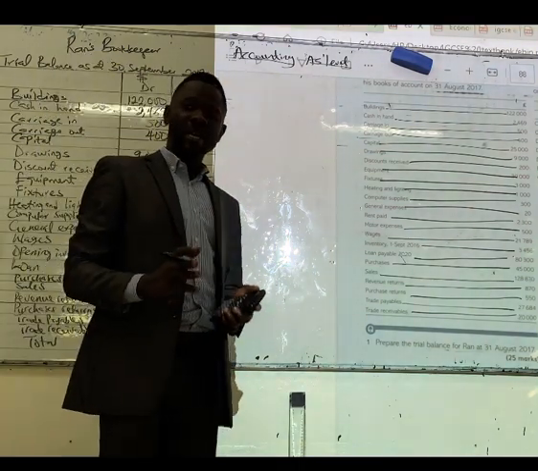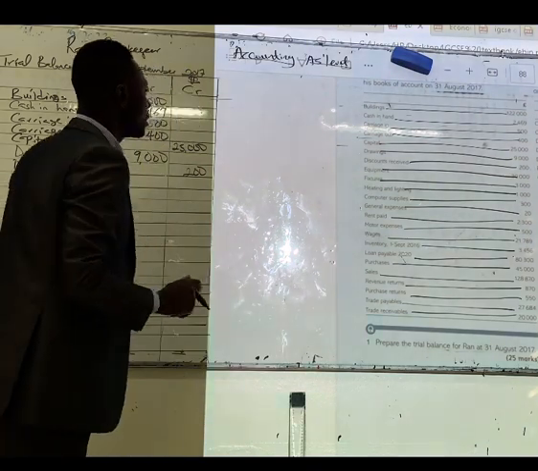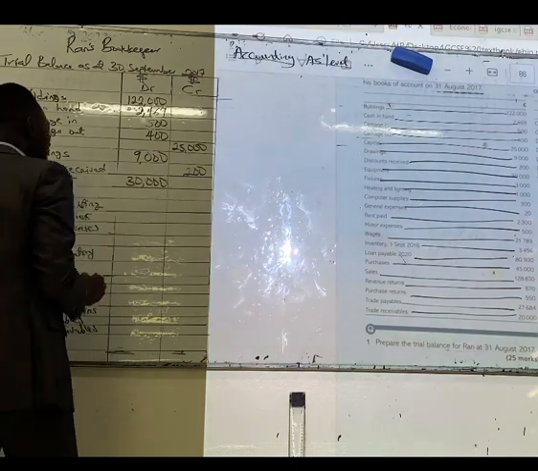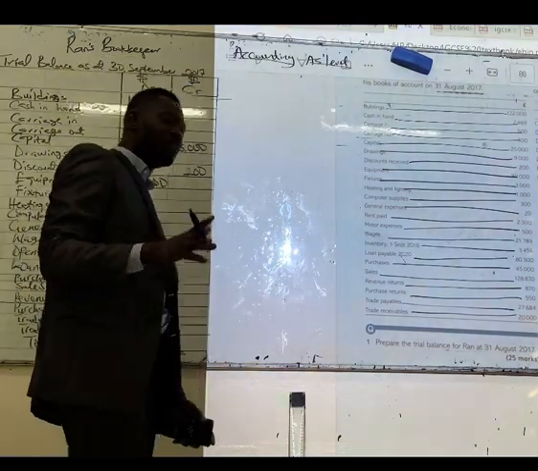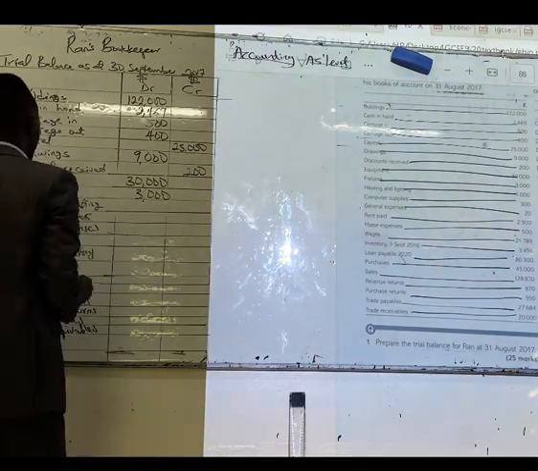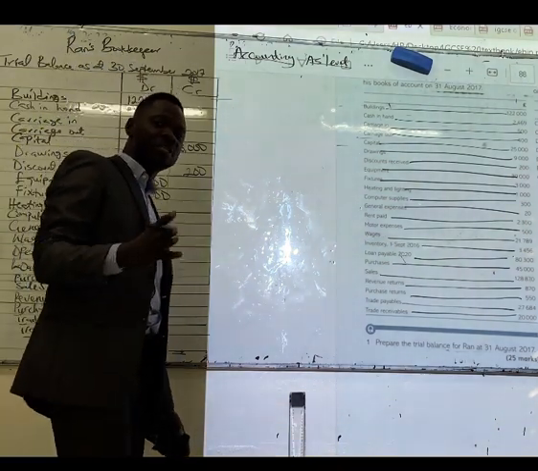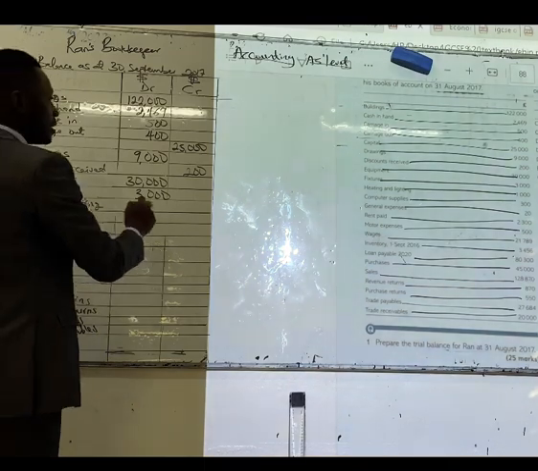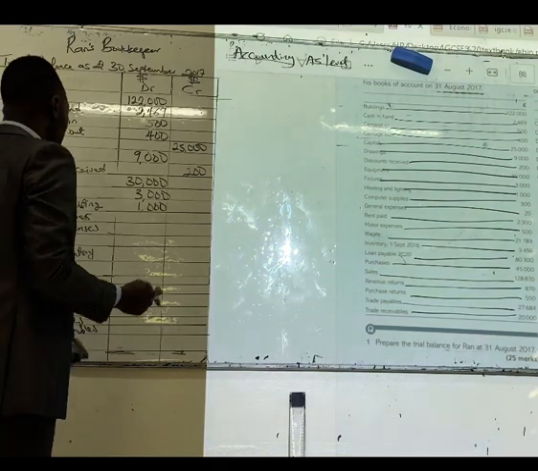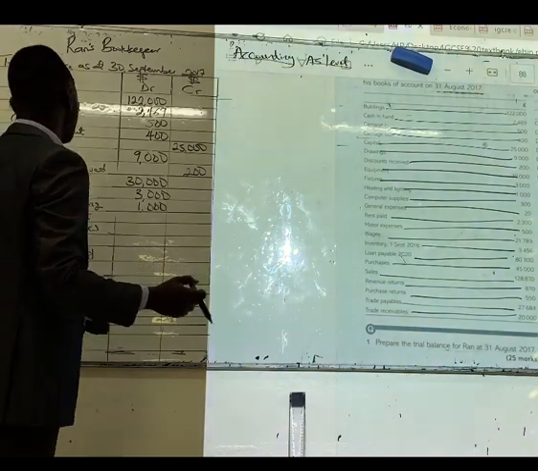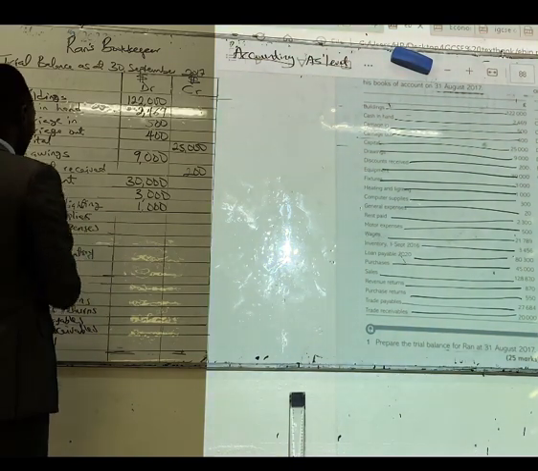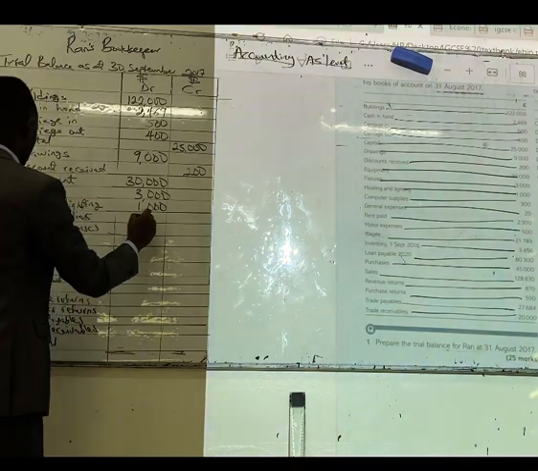Equipment. Equipment is a non-current asset which makes it to be on the debit side of our trial balance. Equipment 30,000. Fixtures, it's also a non-current asset to be on the debit side of our trial balance. Fixtures 3,000. Heating and lighting, that's an expense to be on the debit side of our trial balance. Heating and lighting, amount 1,000. Computer supplies, it's an expense for the business. It's going to be on the debit side of our trial balance, 300.